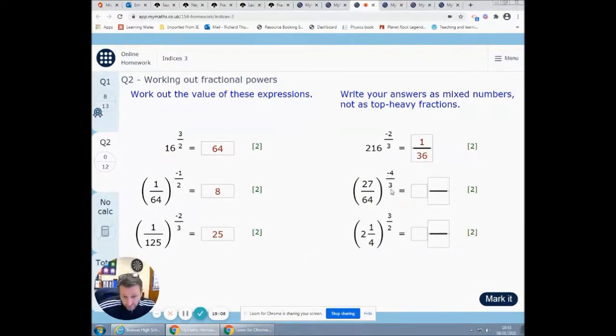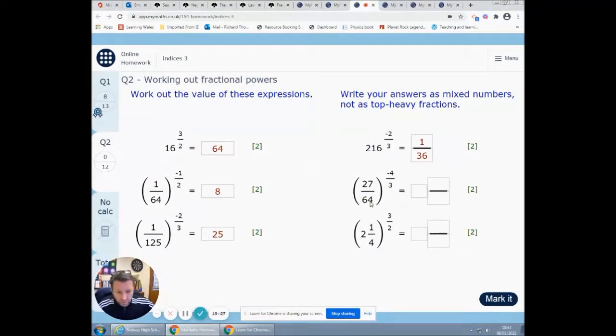This one, I've got to apply all of this to both numbers. Okay, so step at a time. Let's do the cube root first. The cube root of 27 is 3. The cube root of 64 is 4. So jot down on your bit of paper. I'm going to do the same. Here's my bit of paper.